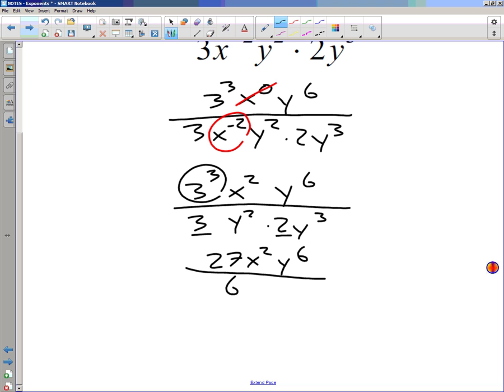We also have a y squared and a y to the 3rd that are being multiplied together. In this case, since the same base is being multiplied, we should add their exponents. That becomes a y to the 5th.